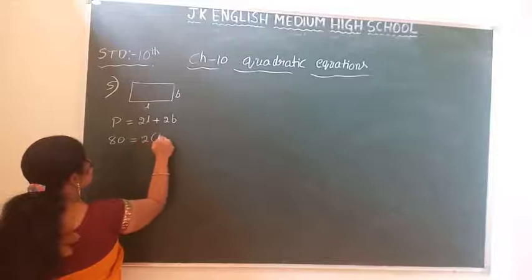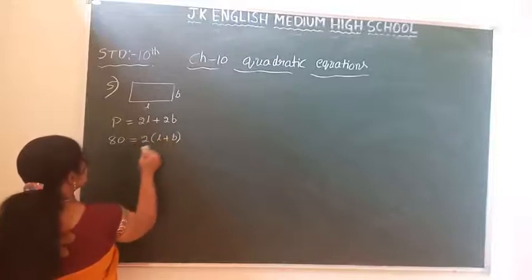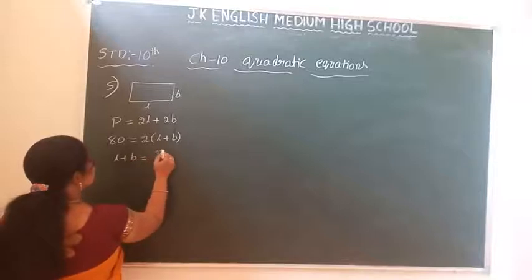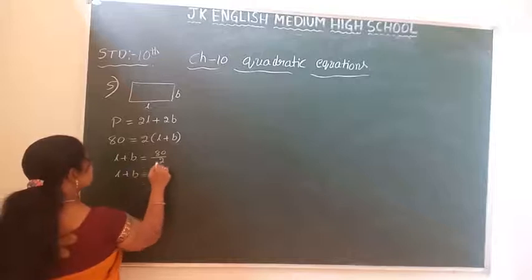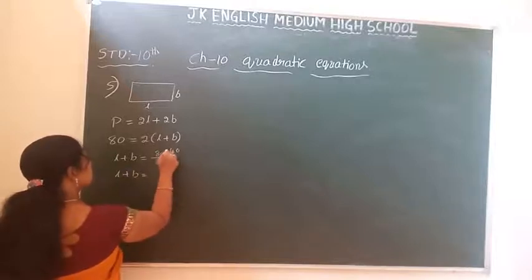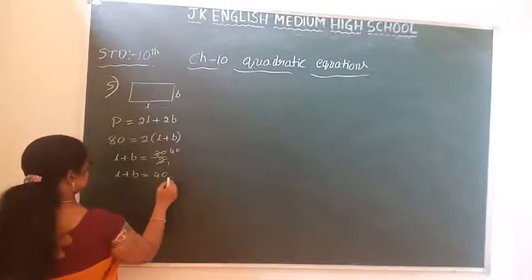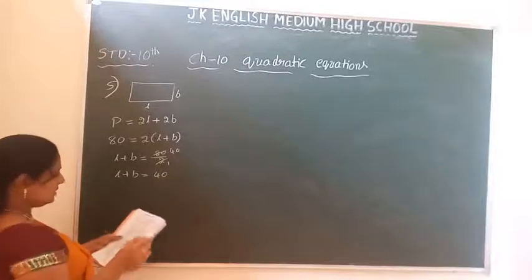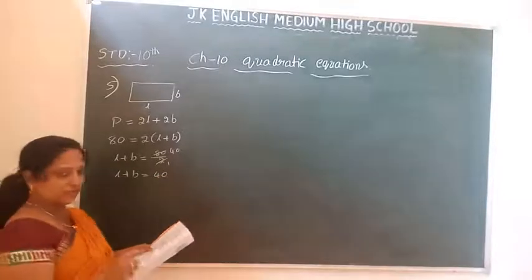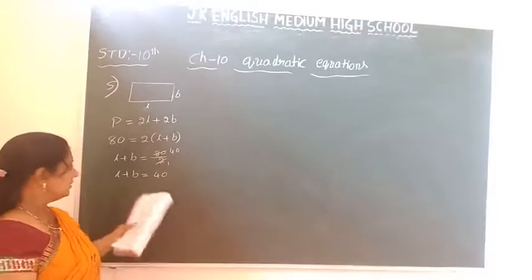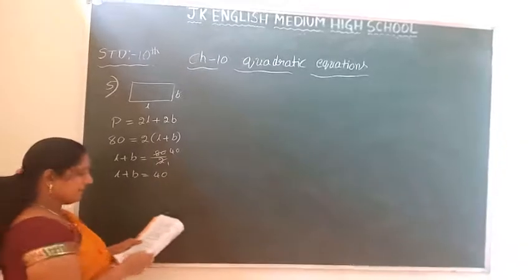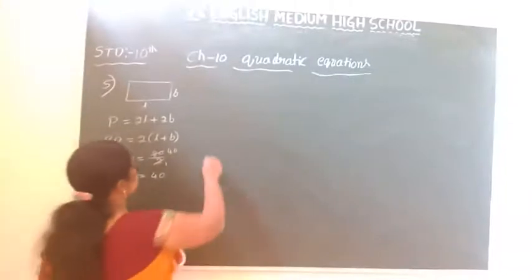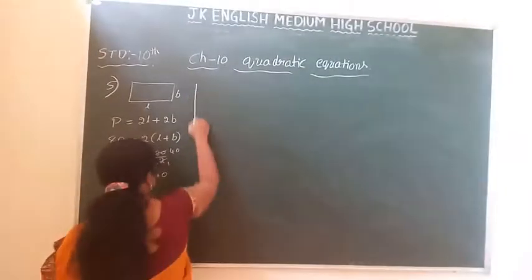Taking 2 common, l plus b. So then l plus b is equal to 80 divided by 2. So l plus b, I got 40. So by applying what they had given, we have got length plus breadth is equal to 40 meter. Then the area also they gave, 400 meter, the area of the rectangular field.